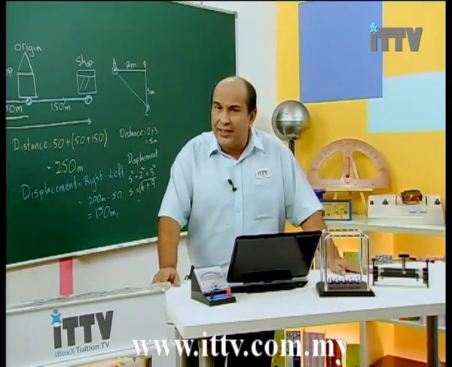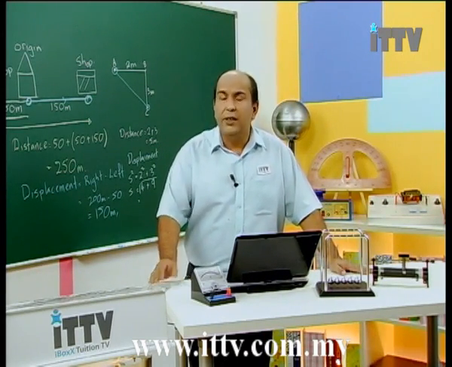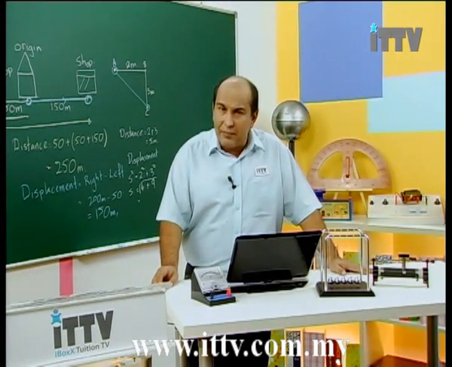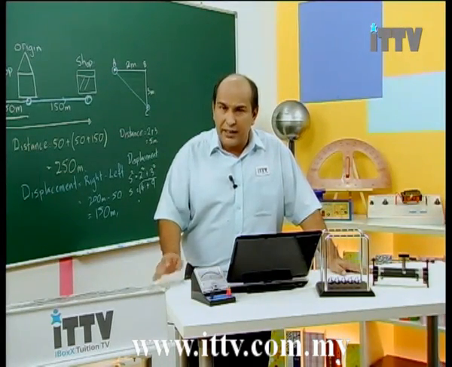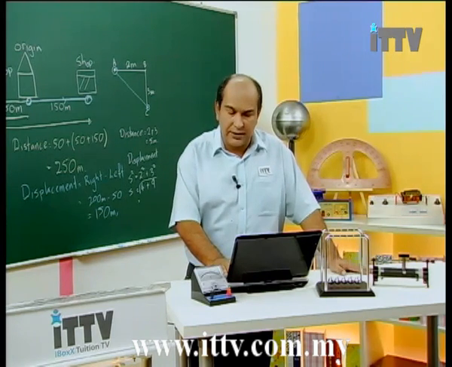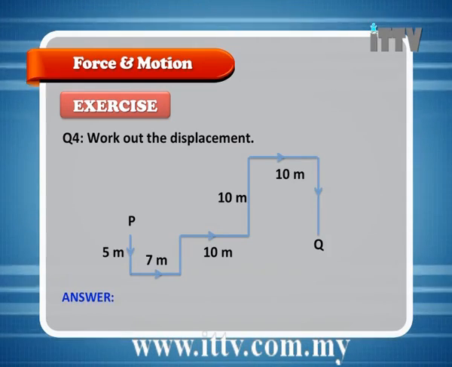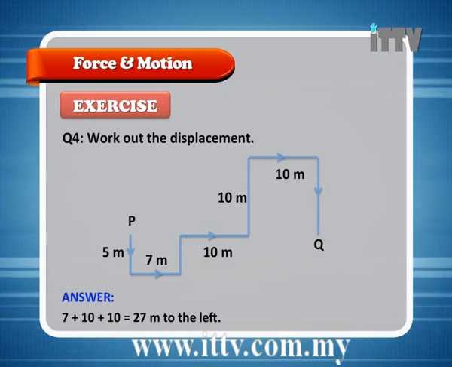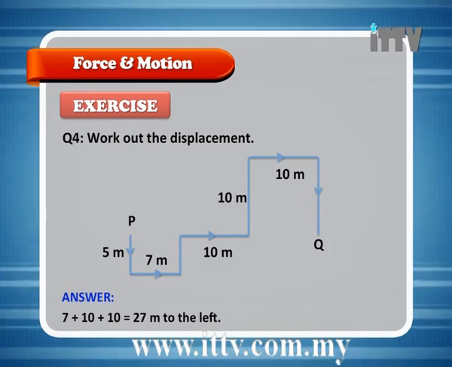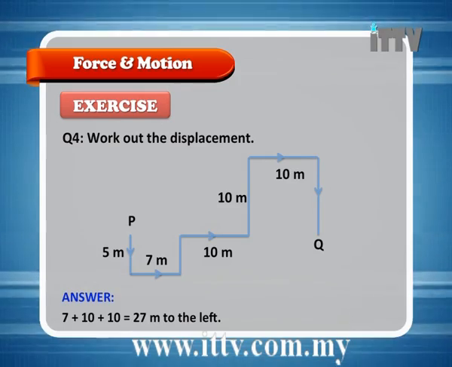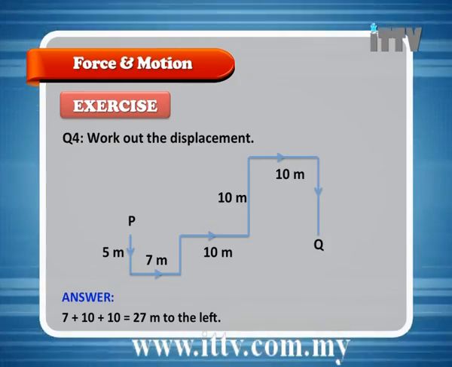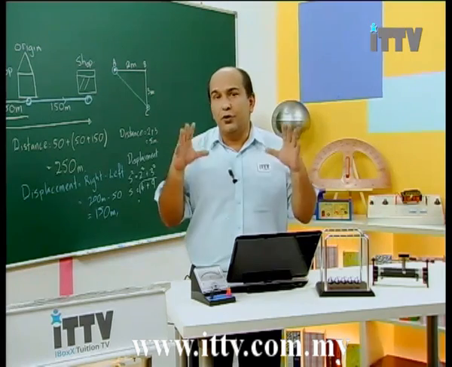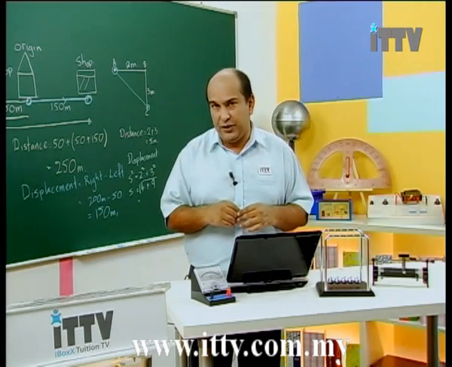Have you drawn the line? Good. Now work out those distances, add them up. Have you done it? Let's check the answer. The answer is 7 plus 10 plus 10 equals 27 meters to the left. So please remember, what is very important here is that you also put in the direction.